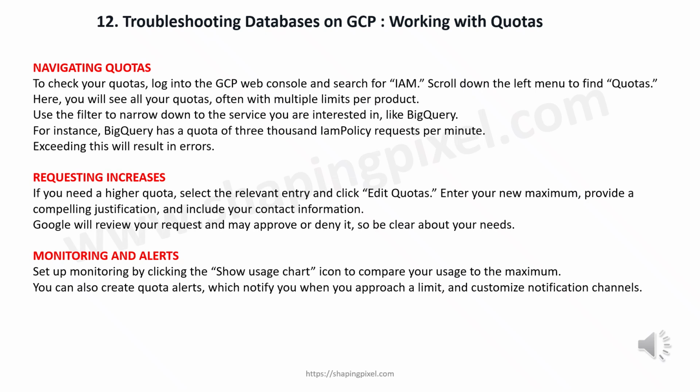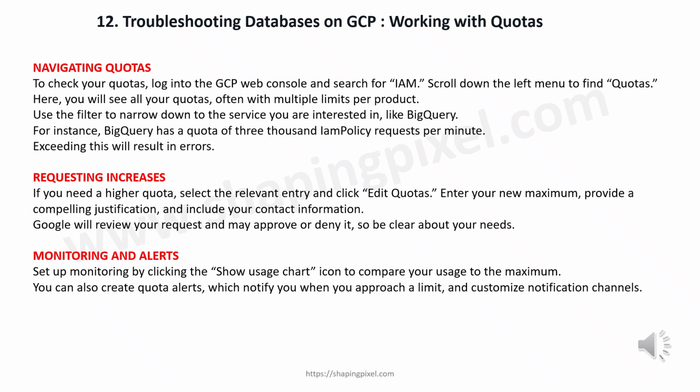If you need a higher quota, select the relevant entry and click Edit Quotas. Enter your new maximum, provide a compelling justification, and include your contact information. Google will review your request and may approve or deny it, so be clear about your needs.